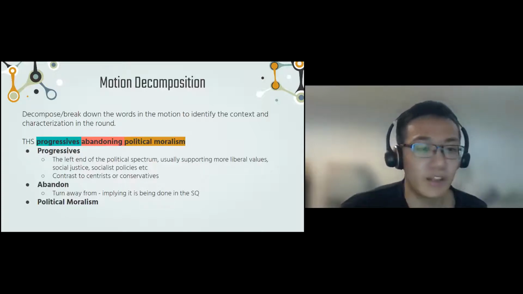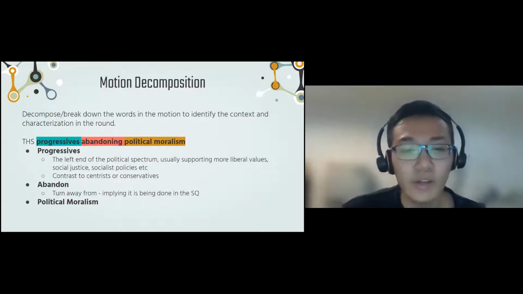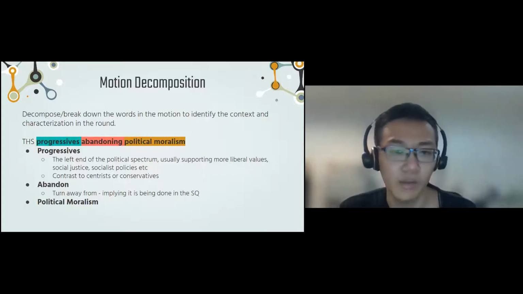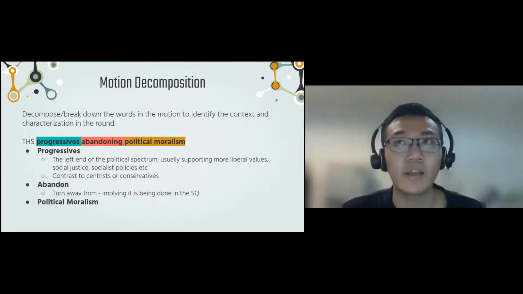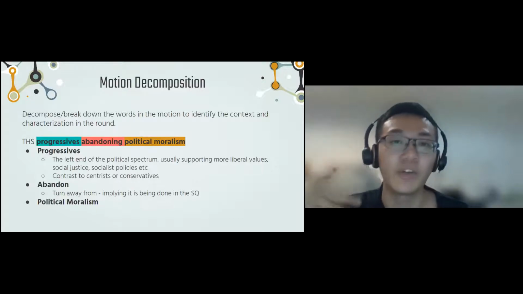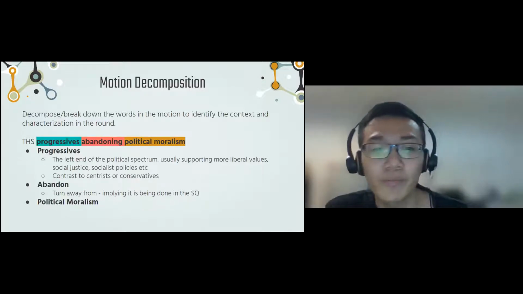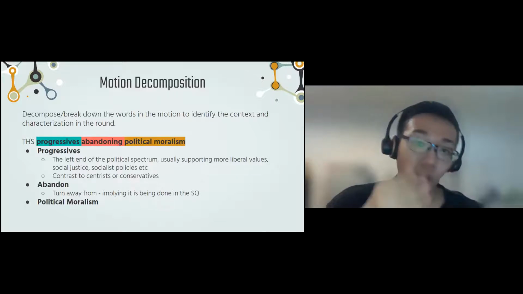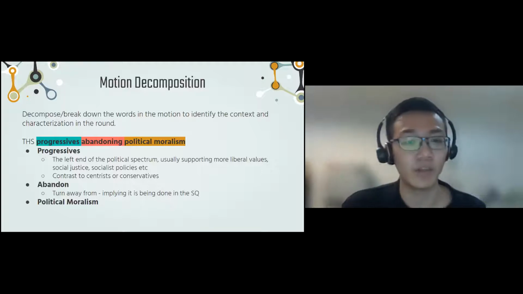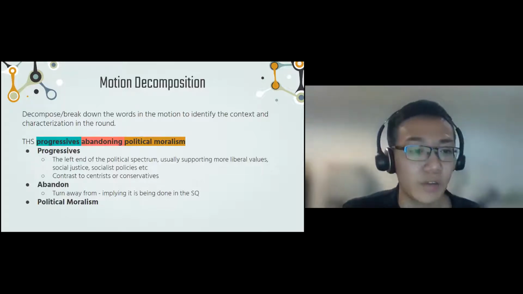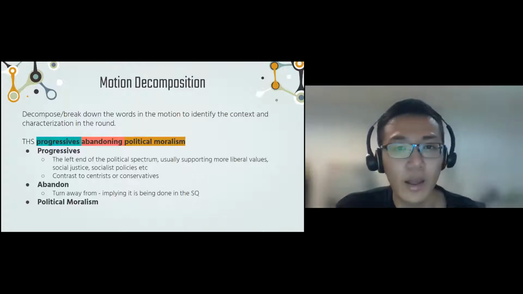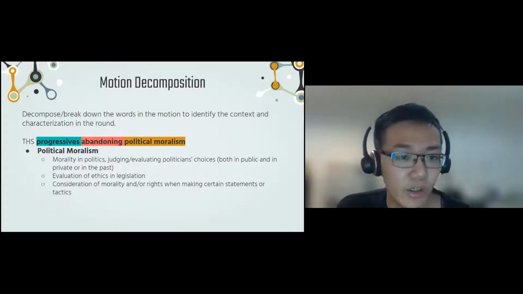Abandoning is basically to turn away from. So it implies two things. One, that it is being done in the status quo, which is what the opposition has to defend. They can't defend something else. But also, it implies that we are not preferring a world where these things never happened before. We are supporting a shift or a pivoting from what was done in the past to changing something being done in the future. So that's the nuance of the word abandon. Usually the action word is quite straightforward, but probably still worth looking at. The last thing then is political moralism.